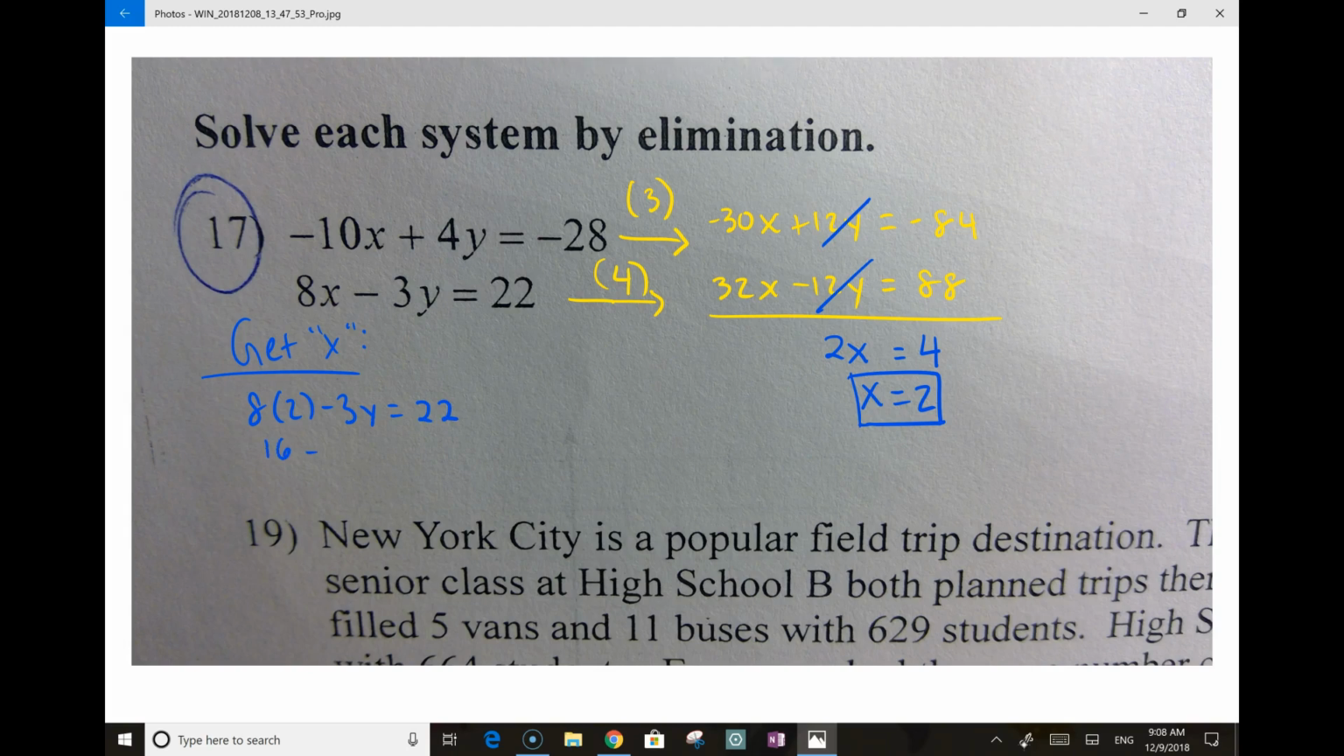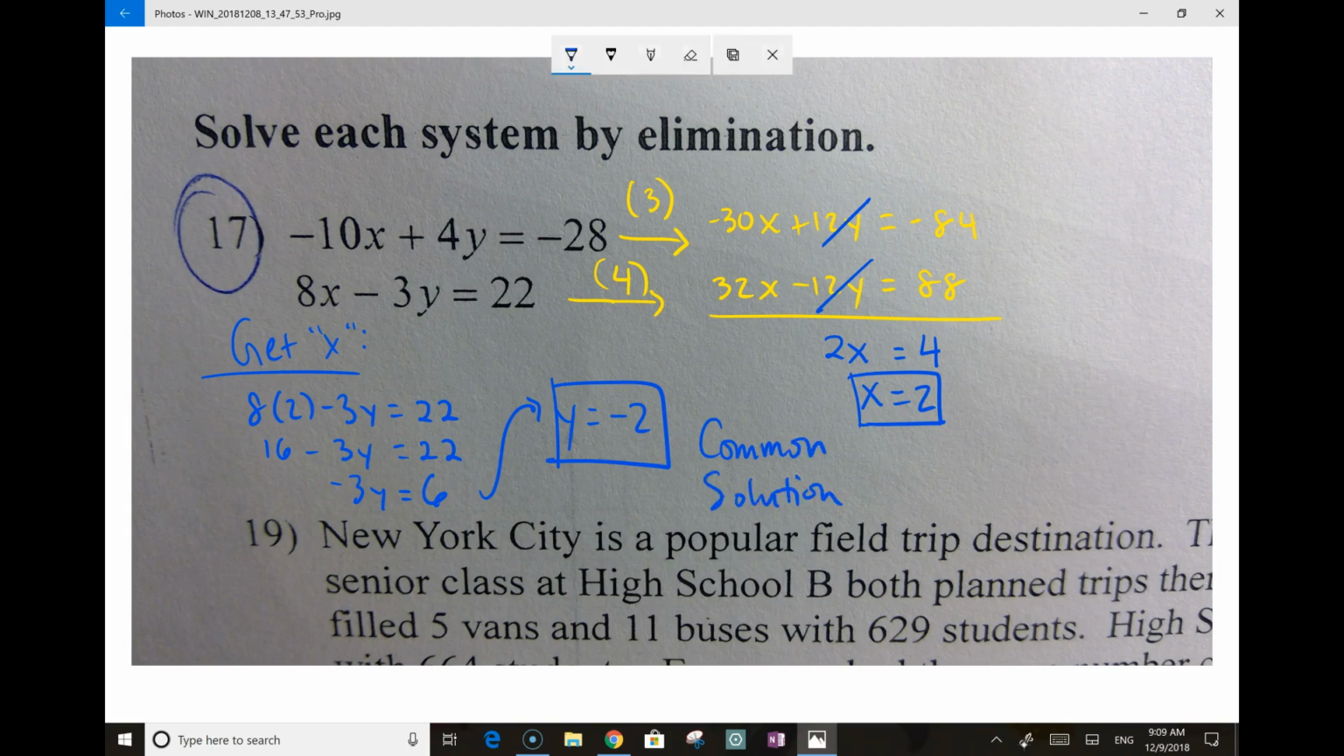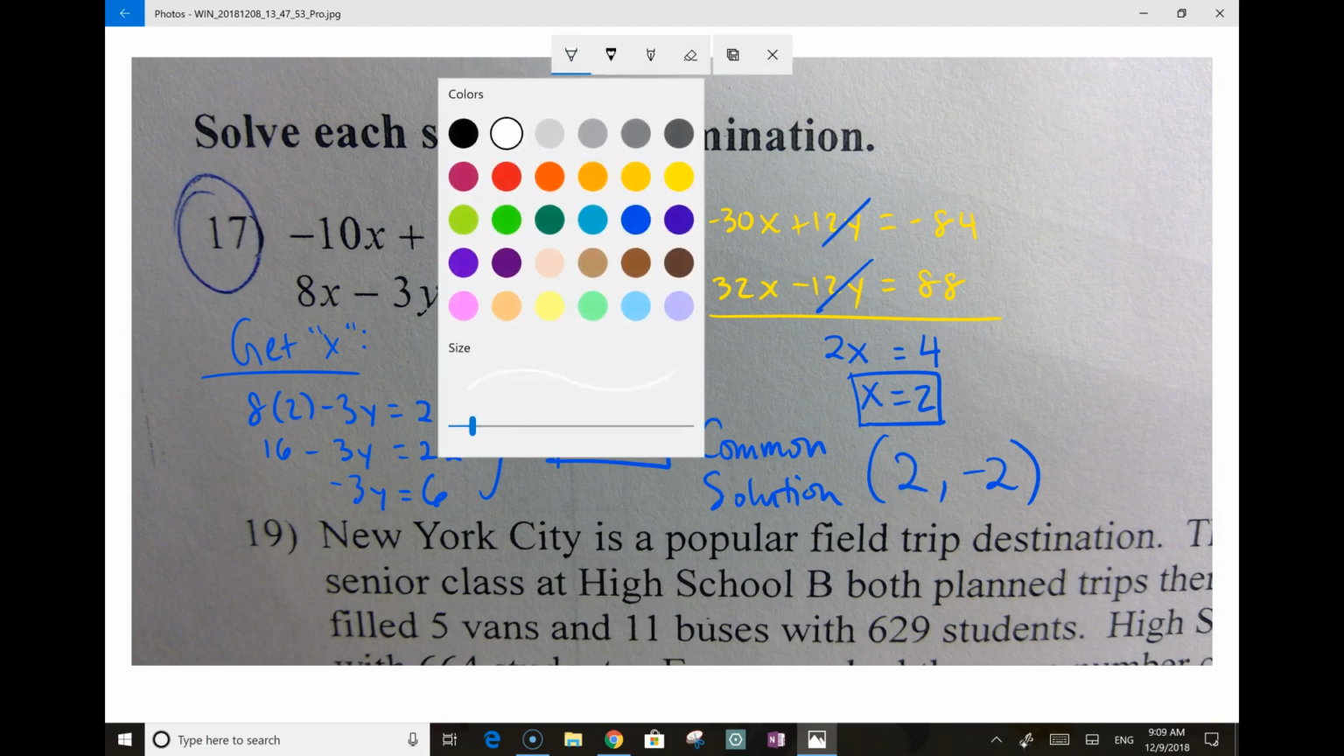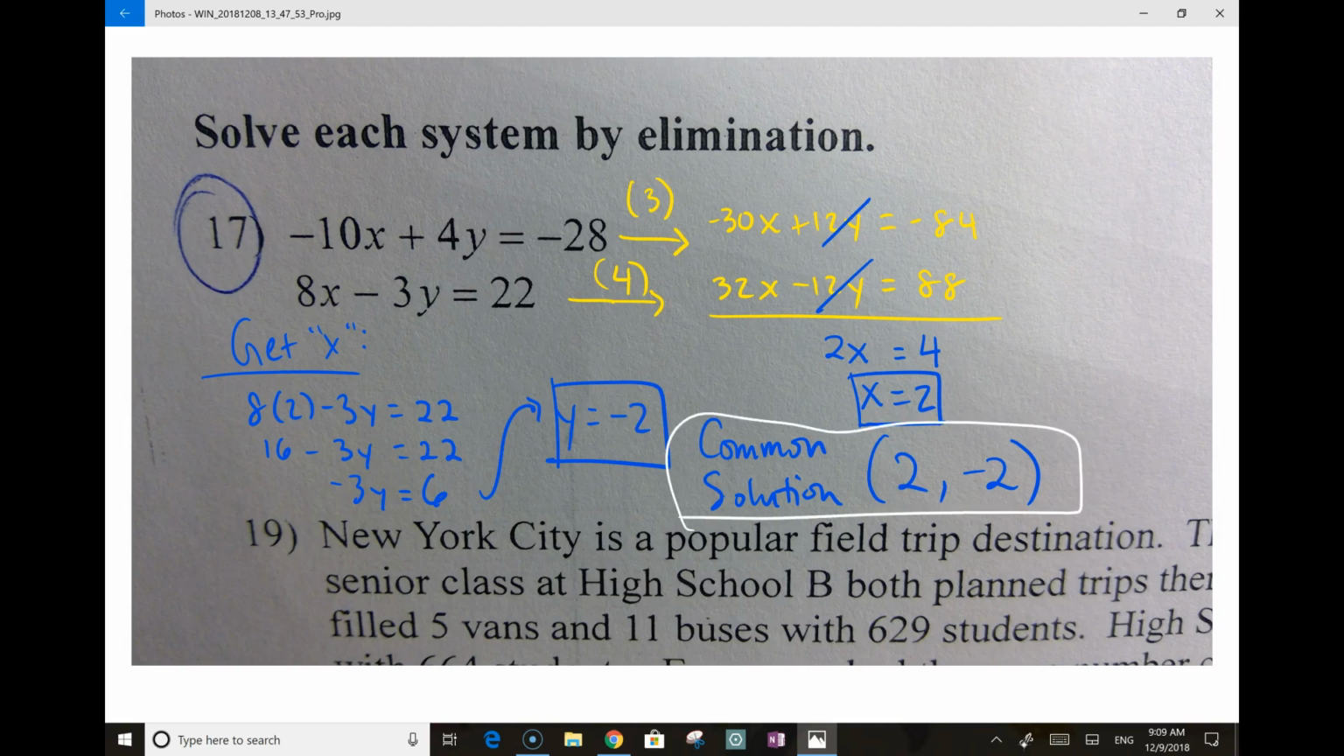That's like saying 16 minus 3y equals 22. And if you subtract 16 on both sides, you get negative 3y is equal to 6. And if you divide by negative 3, what you get is y is equal to negative 2. And with that, we are done. And so I can say the common solution, the place where these two equations would create lines that would meet, is at 2 and negative 2. Okay? This is positive 2. 2, negative 2. And there you go. That is the end of the question.